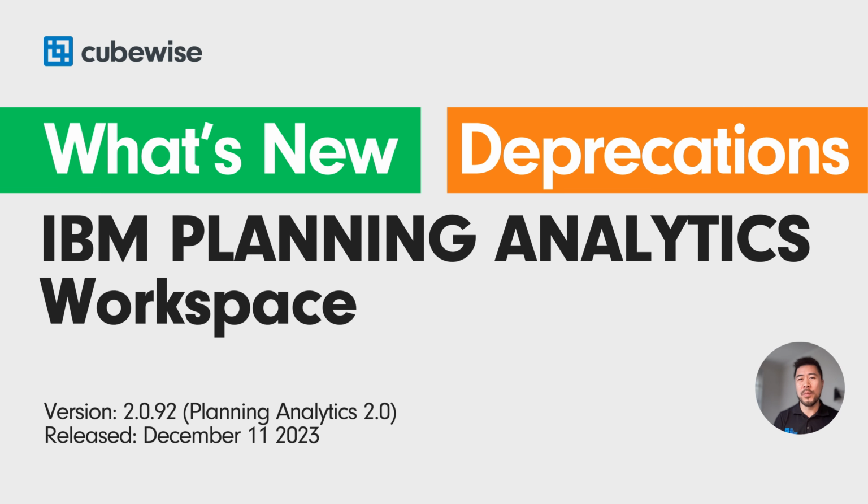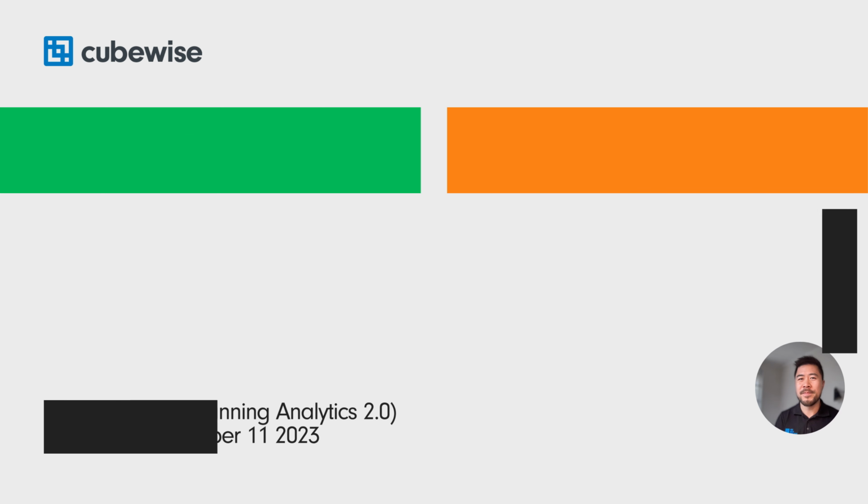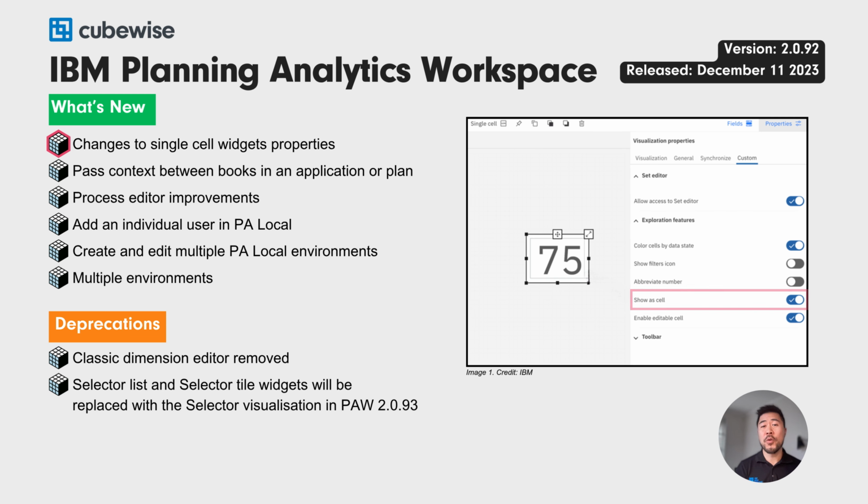It is Brian from CubeWise, and here is an update on what's new and deprecations on IBM Planning Analytics Workspace that was released on December 11th, 2023, version 2.0.92. First, let's go through what's new.